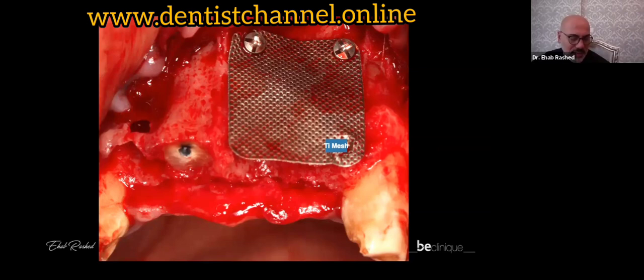and this root here I'm going to leave it because I want to submerge it. Because if I take this root out, this bone will dissolve by time because this is a bundle bone that's very thin. It doesn't have enough blood supply to maintain it, and it will resorb and we're going to have a defect.